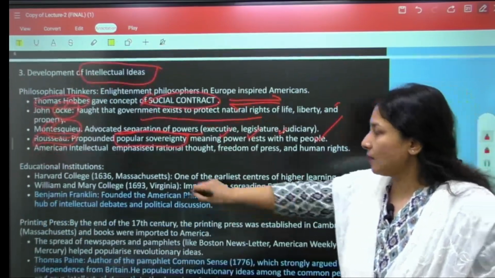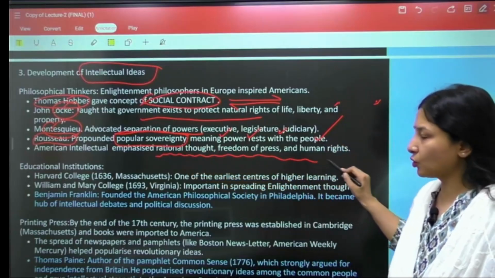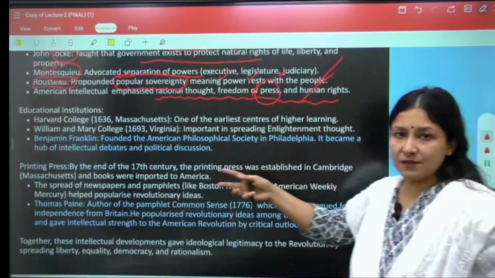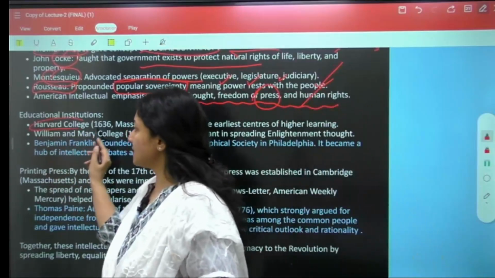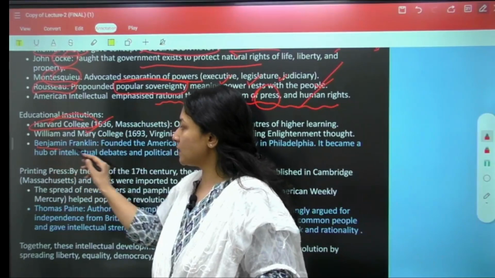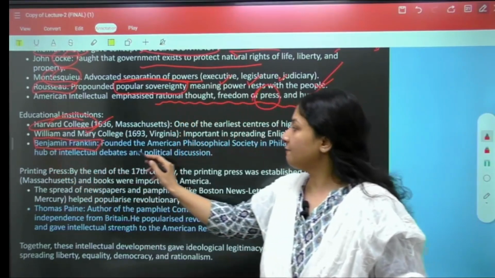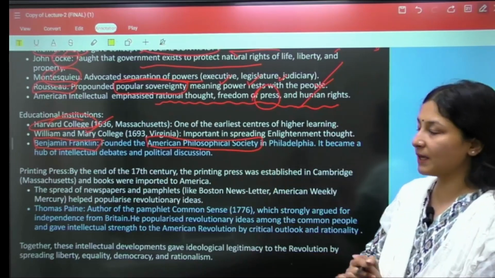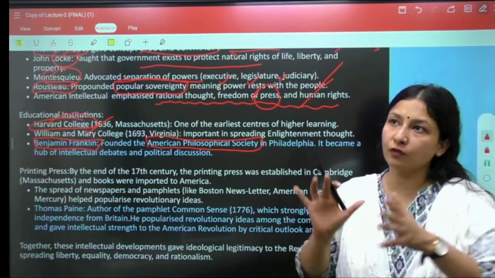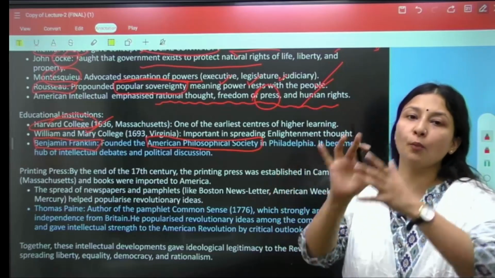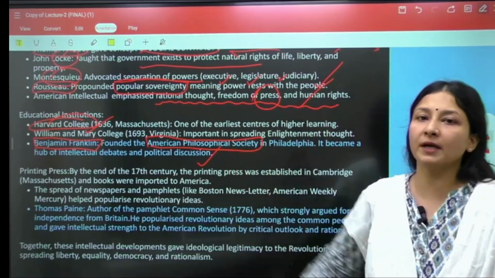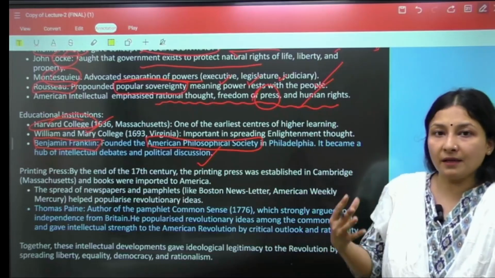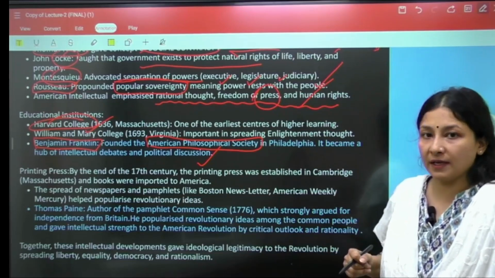Also, they emphasized more on the rational thought, freedom of press and human rights. Educational institutions had been coming up. The first one is Harvard College. Also, it was Benjamin Franklin, okay. He founded the American Philosophical Society in Philadelphia. Now, this became a place where a lot of human socio-political discussions regarding human dignity have been taking place. Now, these universities are creating such students who have thought for critical thinking.